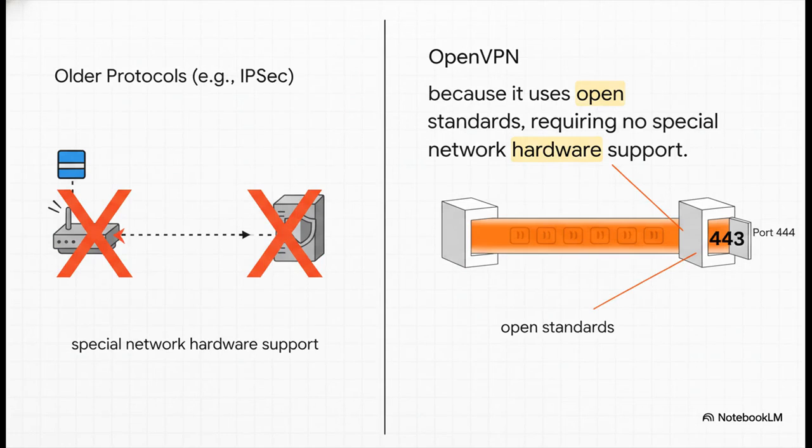And this right here is probably its biggest advantage over older protocols like IPsec. See, OpenVPN was built to work with the internet we actually use. It doesn't need any special proprietary hardware. It just tunnels its traffic over standard web ports, making it look a lot like any other secure website. That simple idea was an absolute game changer.